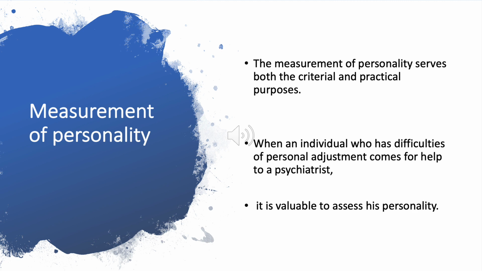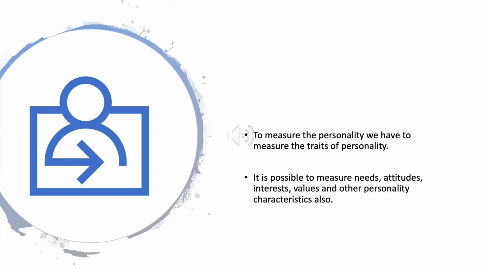When an individual who has difficulties of personal adjustment comes for help to a psychiatrist, it is valuable to assess his personality. As I said before, to measure the personality, we have to measure the traits of personality. And it is possible to measure needs. What is a need? Need is a gap between what is and what ought to be. Attitudes, your general feeling favorable or unfavorable towards anything and your object, your interests, values, and other personality characteristics also.